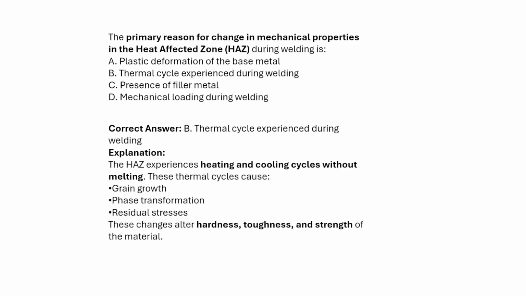Next: the primary reason for changing the mechanical properties in the heat affected zone during the welding process is what? A. Plastic deformation of the base material. B. Thermal cycling experienced due to welding. C. Presence of the filler material. D. Mechanical loading during the welding. So plastic deformation is not going to occur during HAZ formation, so that is not the reason.